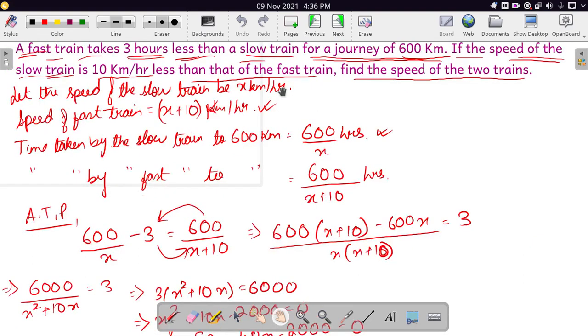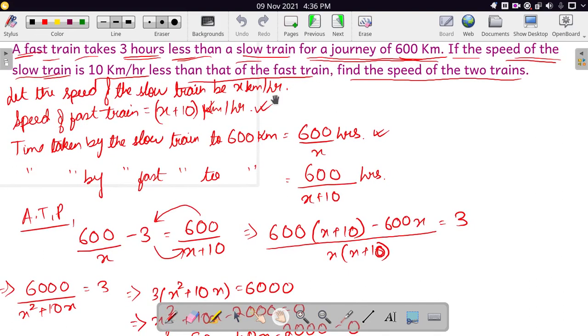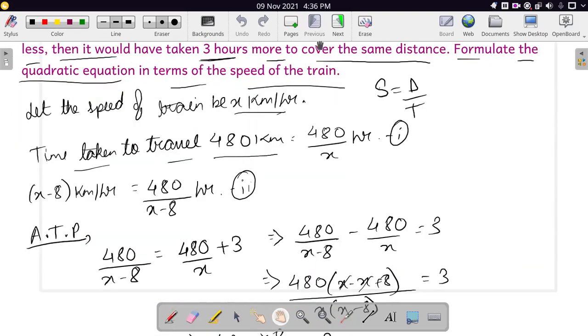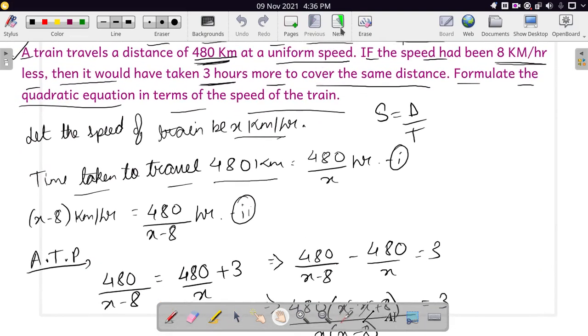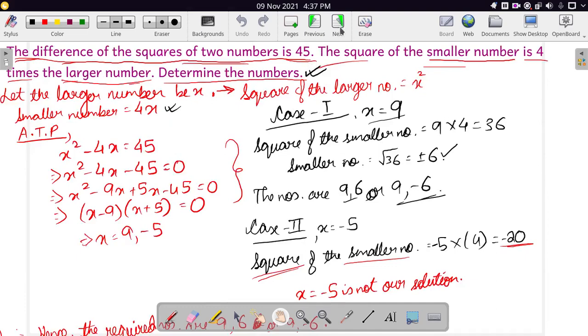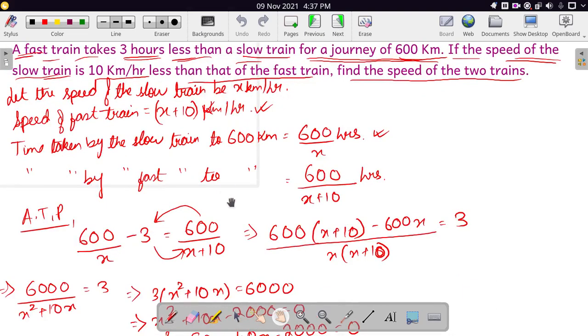Then came the train journey sums, the speed and distance sum. This is the second type. The first type was these digit sums. Then this is time and distance. Digit sums were the first type, and the second type was time and distance. Here comes the time and distance sum.